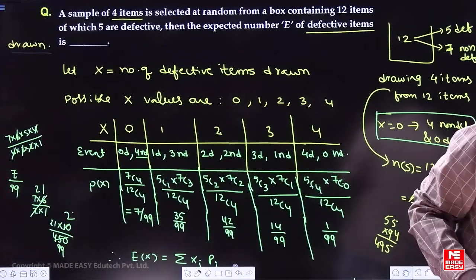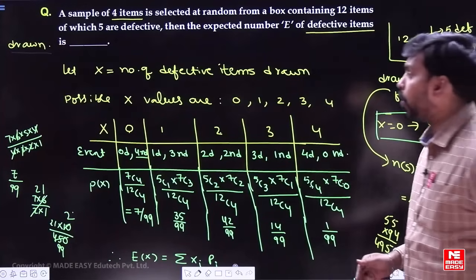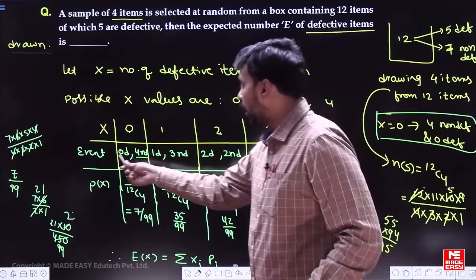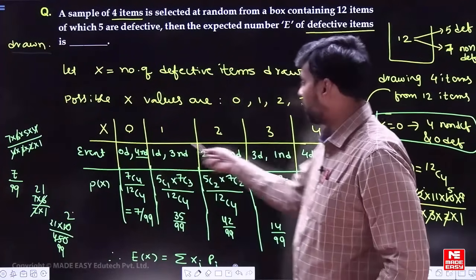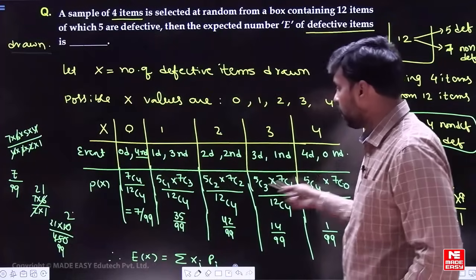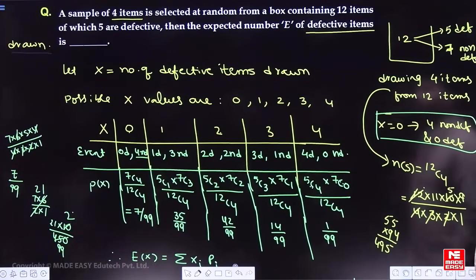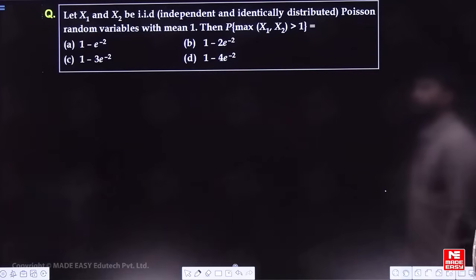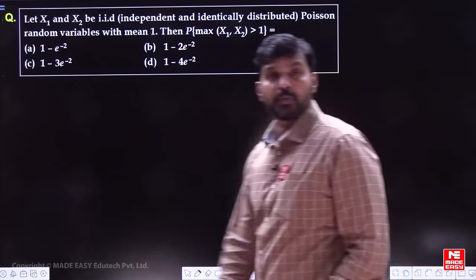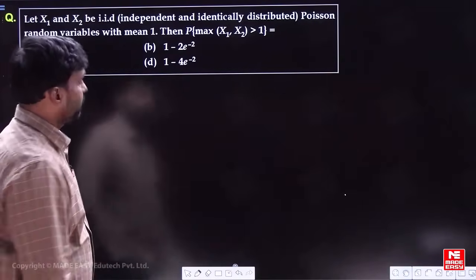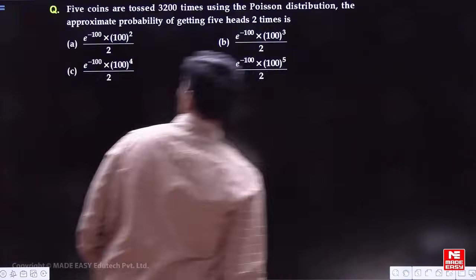The question is simple, beta, but you know, interpretation of the random variable here and the possible events you have to take, getting the 0 defective, 1 defective and all, and then you have to find out the corresponding probabilities here. Okay, right. So now let's move on to the next question, my dear students. So before this, let me move on to this question here.